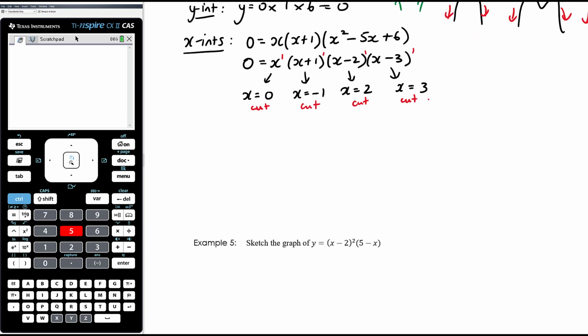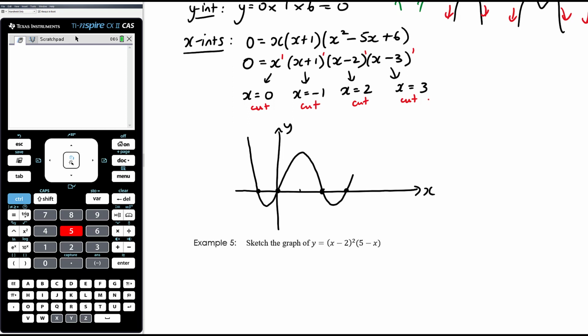So, negative 1, 0, 2, and 3. It starts up and finishes up. So it's going to start up here. It's going to cut through each of these. And so we should be able to get a bit of a sense of what's happening with the shape. So we're going to cut through there, we're going to cut through there, we're going to cut through there, and we're going to cut through there.